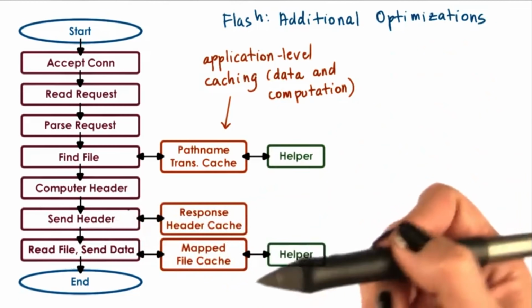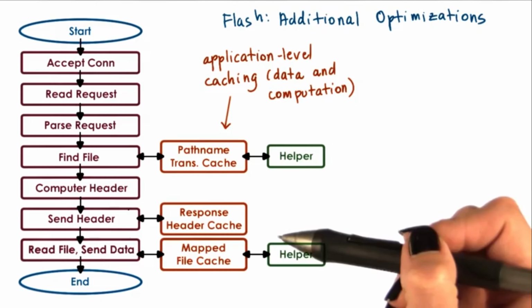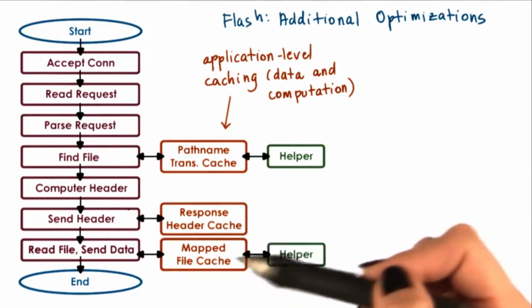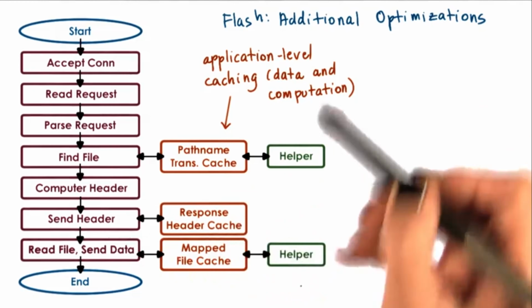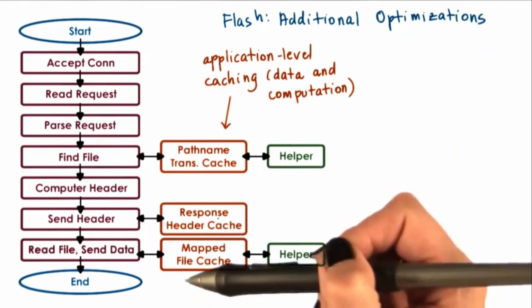Similarly, in the context of web processing, the HTTP header that files have that are returned to the browser, it's really going to depend on the file itself. So a lot of the fields in there are file dependent. Given that the file doesn't change, the header doesn't have to change. So this is another type of application-level caching that we can perform, and Flash does this.